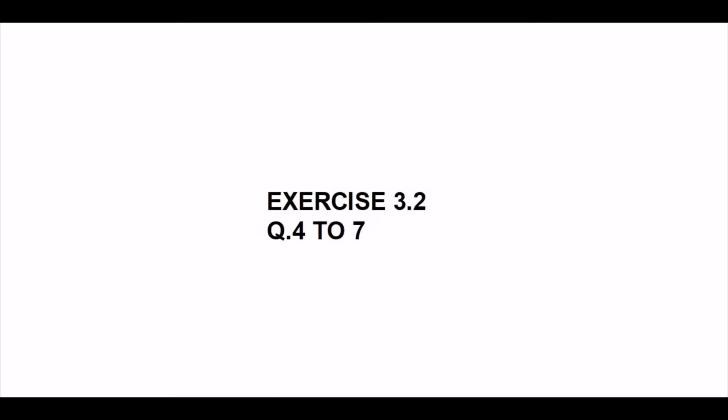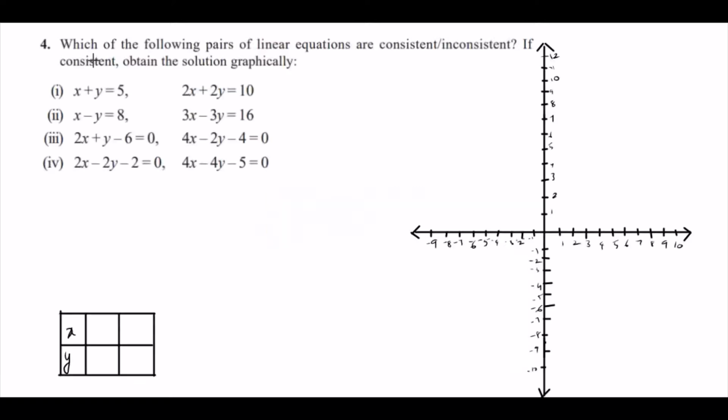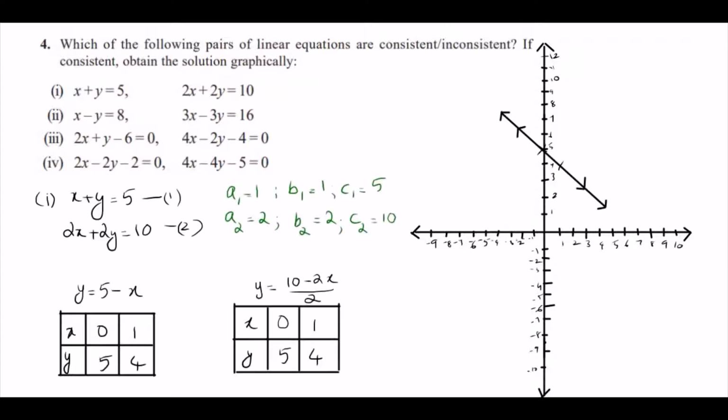Hi students, in today's class we will go through exercise 3.2 questions 4 to 7. The question is, which of the following pairs of linear equations are consistent or inconsistent? If consistent, obtain the solution graphically. That is, you have to check which of these pairs of linear equations are consistent, and if they are consistent, you have to show the solution graphically.